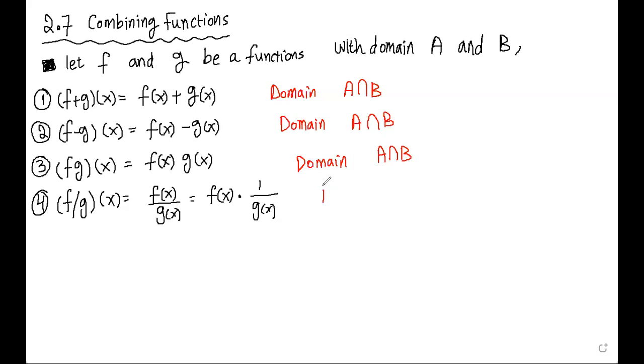But for the last one, like I said last time, the domain is the intersection, but we have to remove the zeros of g(x). So x belongs to A intersect B, but we have to remove the zeros: g(x) not equal to 0. We have to remove the zeros of the denominator function, g(x).